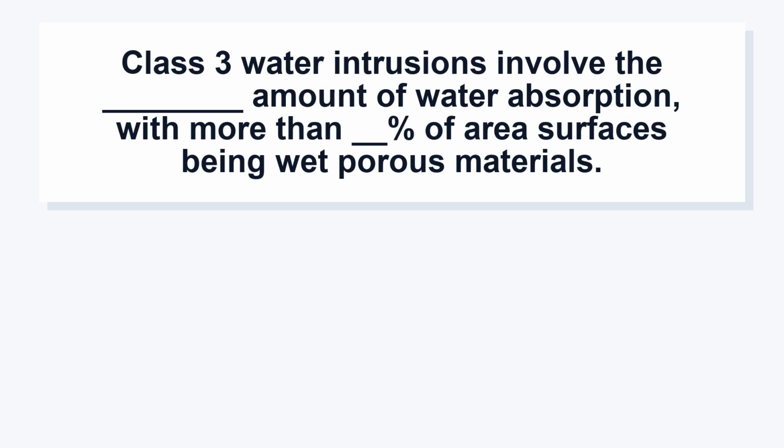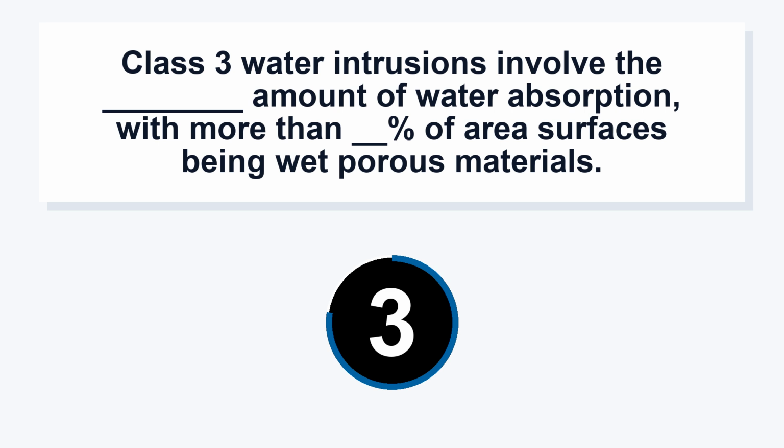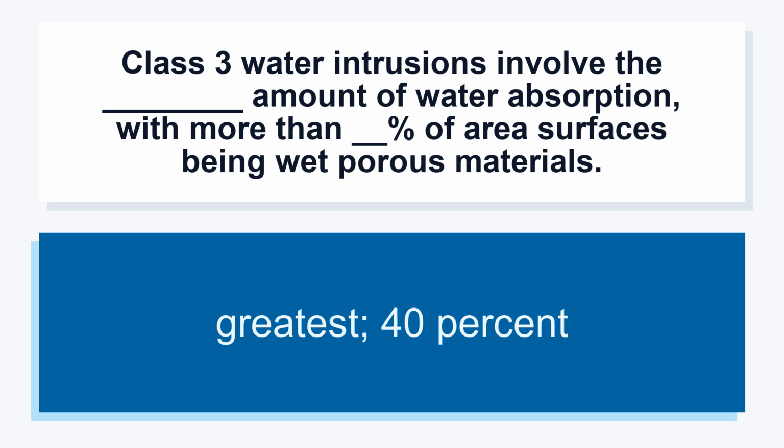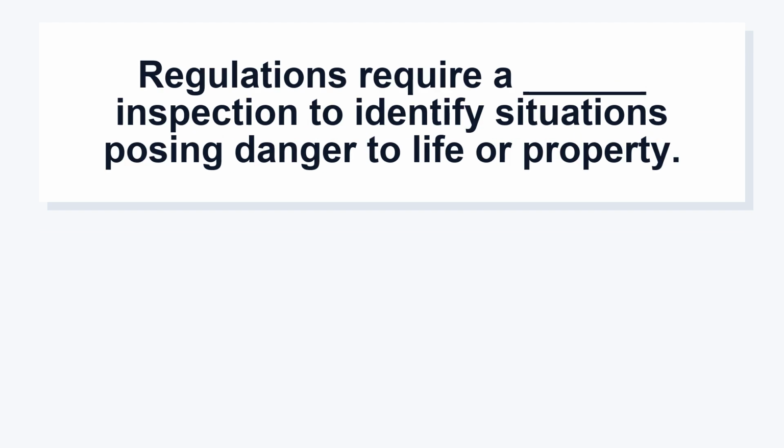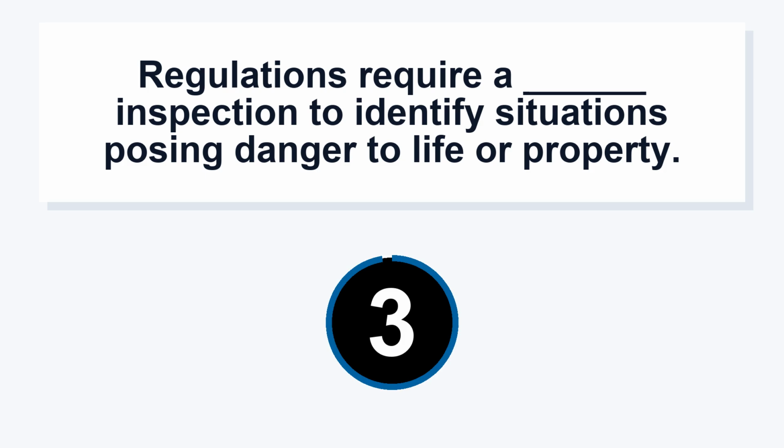Class 3 water intrusions involve the greatest amount of water absorption, with more than 40% of area surfaces being wet porous materials. Greatest, 40%. Regulations require a safety inspection to identify situations posing danger to life or property.